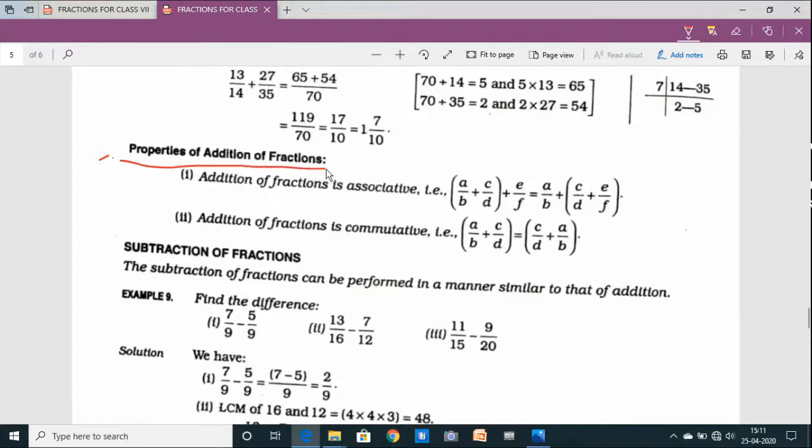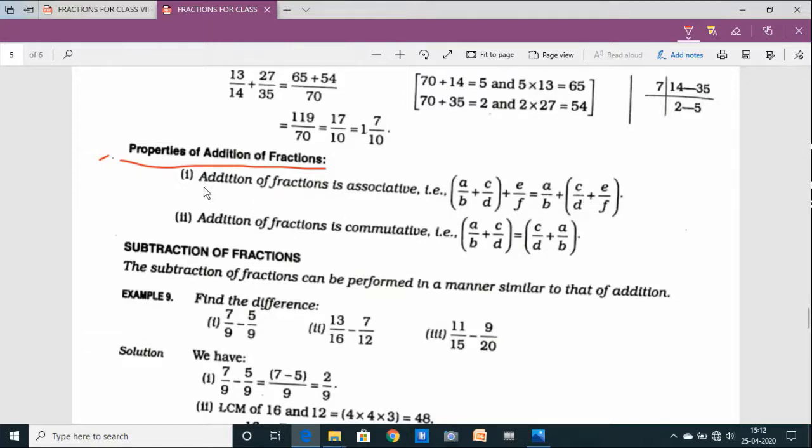Properties of addition of fractions. The first rule: addition of fractions is associative. A by B plus C by D plus E by F is equal to A by B plus C by D plus E by F, grouped differently.